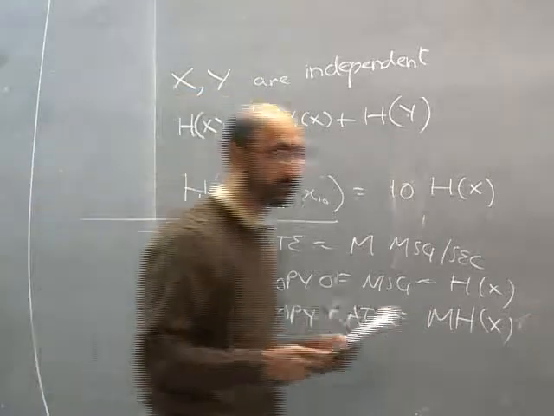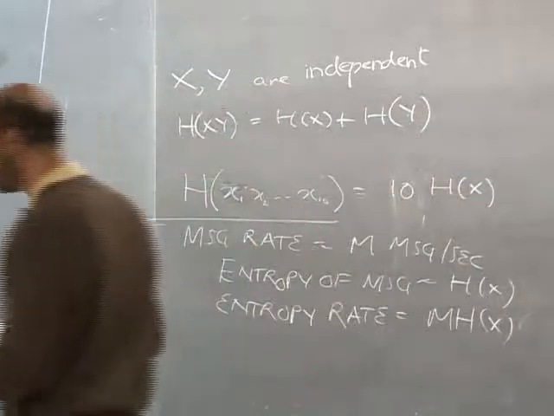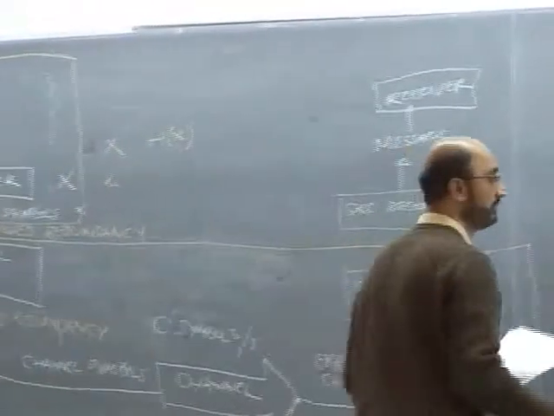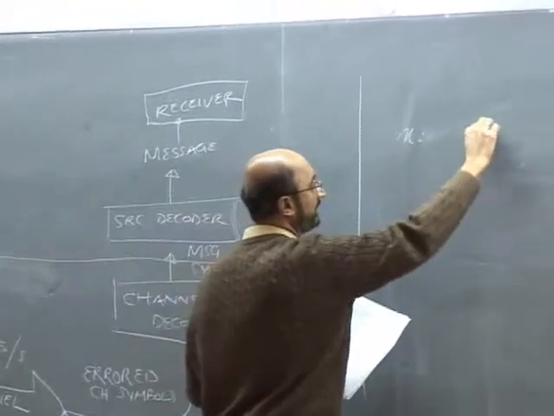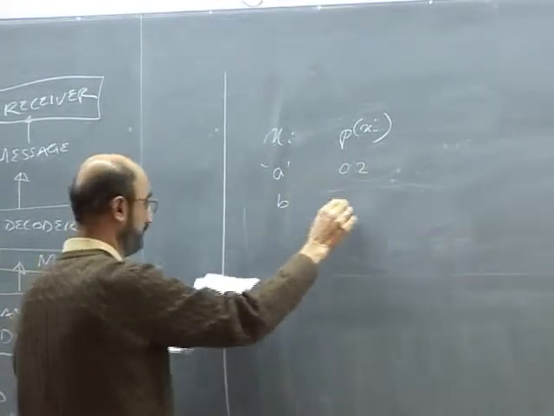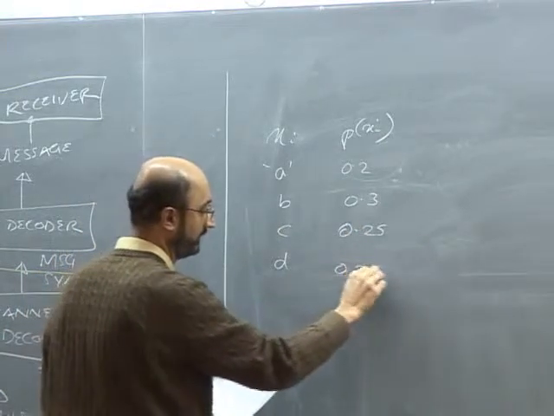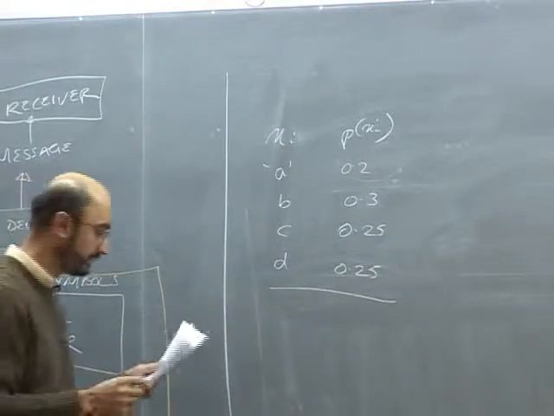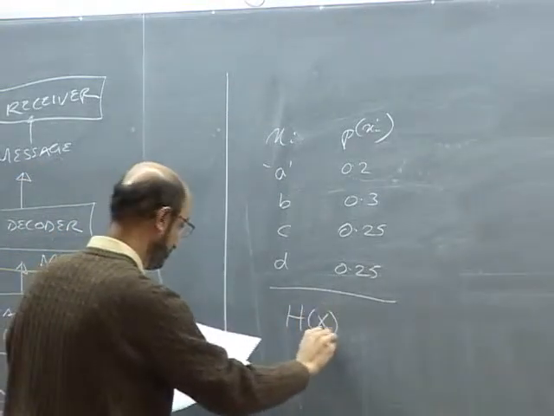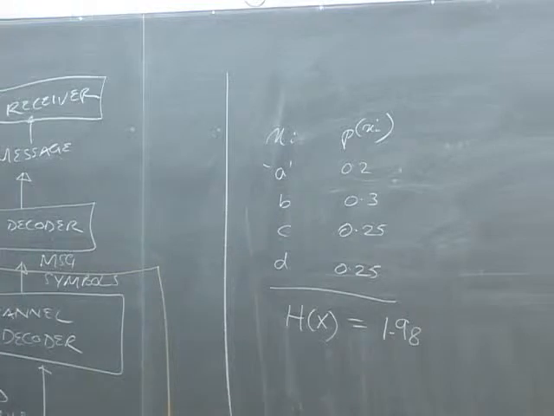So in that case, I told you that the source had the xi. You can view them either as coming from here or from here, it doesn't matter. The table was basically xi and then p of xi. This was A with 0.2, B with 0.3, C and D with 0.25 and 0.25. So just simple computation tells us that H(x) is going to be 1.98. That's the entropy of this particular source, if you round it up.